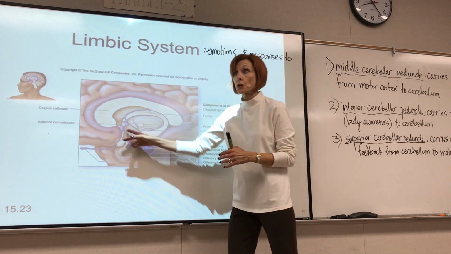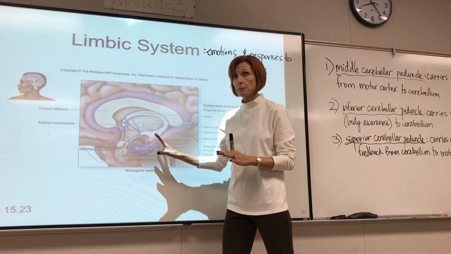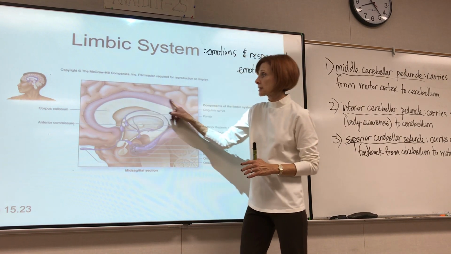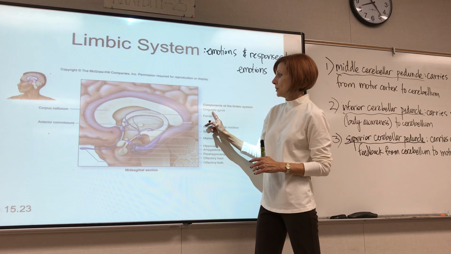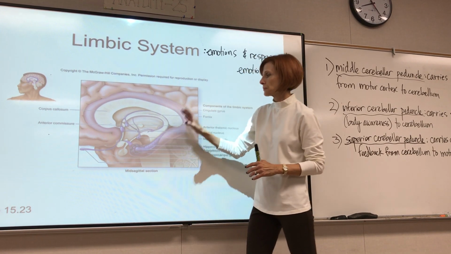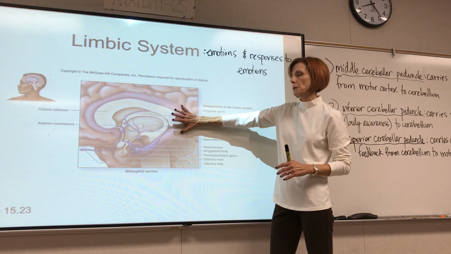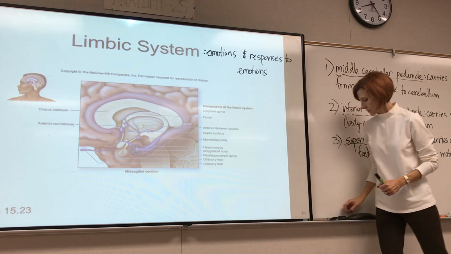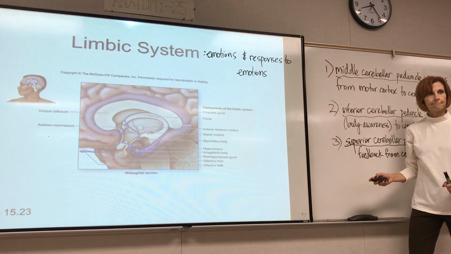Some of these structures are on your list, not all of them, but some of them, like the olfactory bulbs and tracts. This gyrus here is called the cingulate gyrus. Okay, the hippocampus. So some of these are on your list, so you should be able to identify them on this diagram. Okay? Questions?